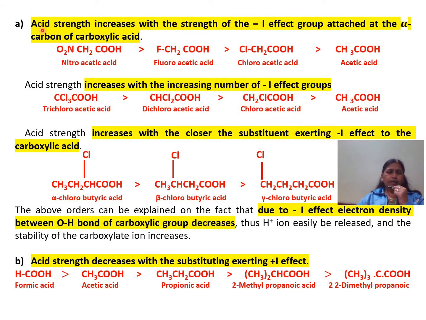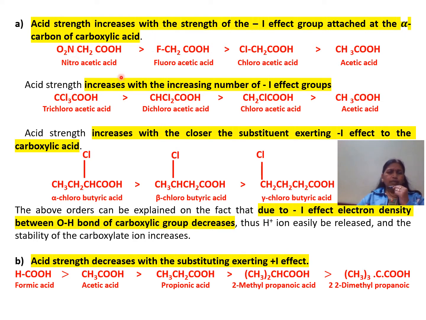Let us see that. First we will study the acid strength due to the minus I effect group. Acid strength increases with the strength of the minus I effect group attached at the alpha carbon of the carboxylic acid. If at the alpha carbon atom a group is attached which has a greater minus I effect strength, then it will increase the acid strength.